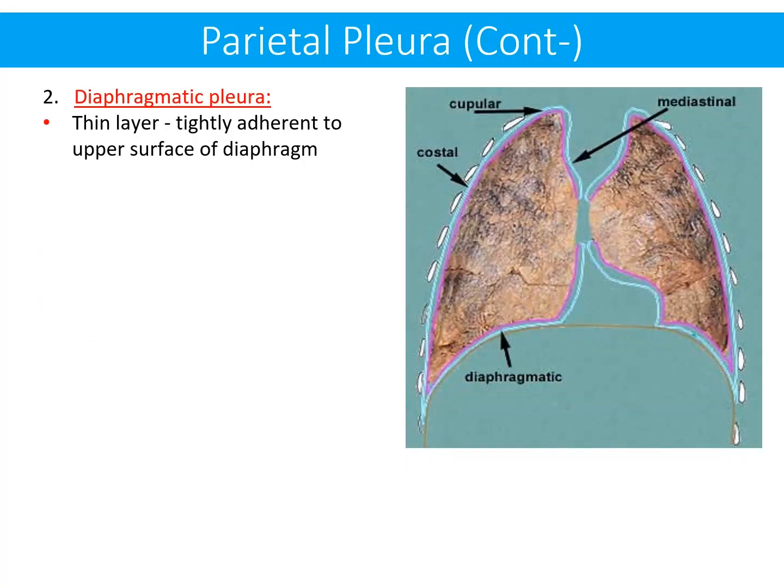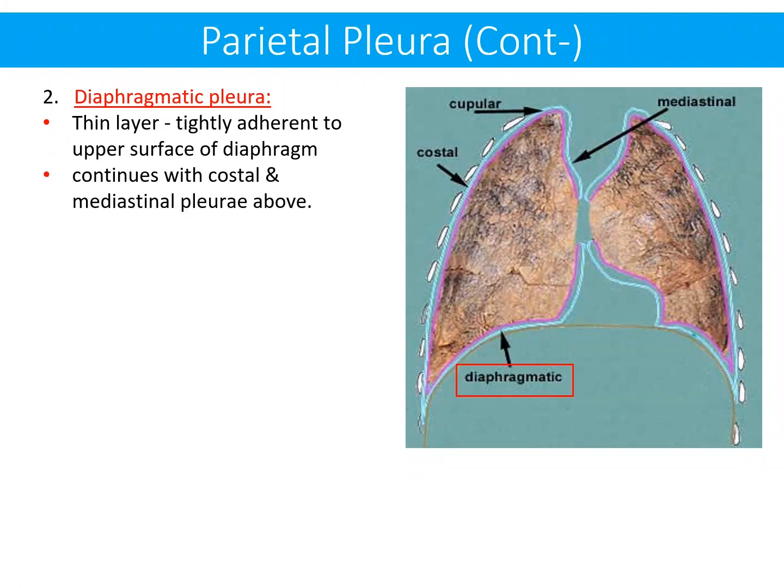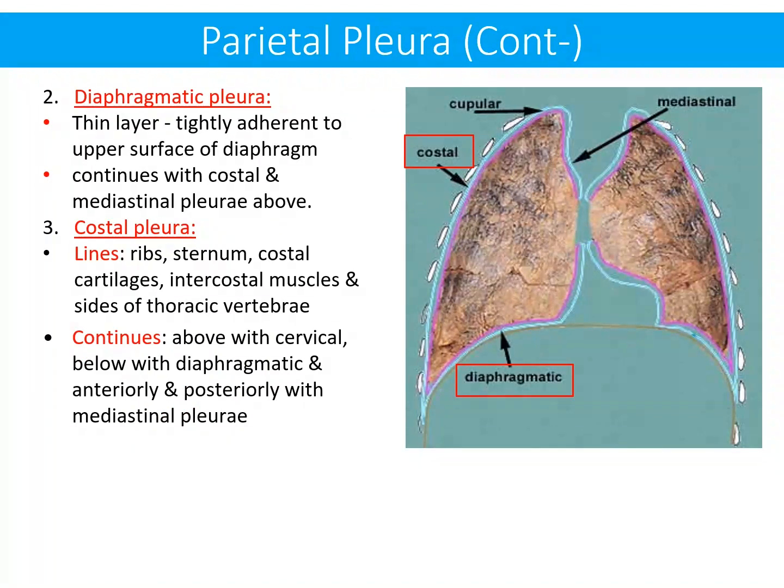Diaphragmatic pleura is a thin layer tightly adherent to upper surface of diaphragm, continues with costal and mediastinal pleura above. Next is costal pleura. It lines thoracic cage, sides of the thoracic vertebrae, and continues above with cervical, below with diaphragmatic, and anteriorly and posteriorly with mediastinal pleura. It is separated from the thoracic wall by endothoracic fascia.